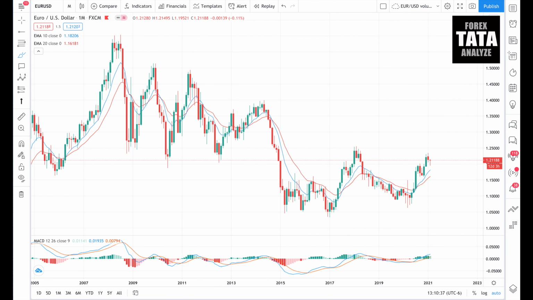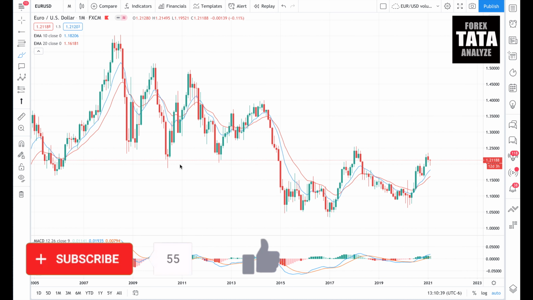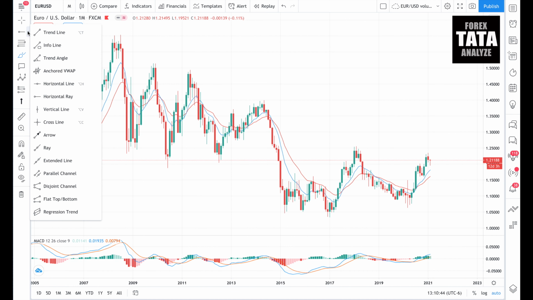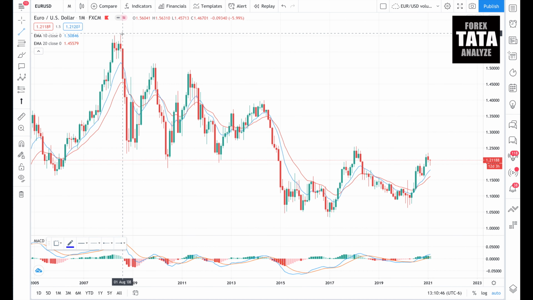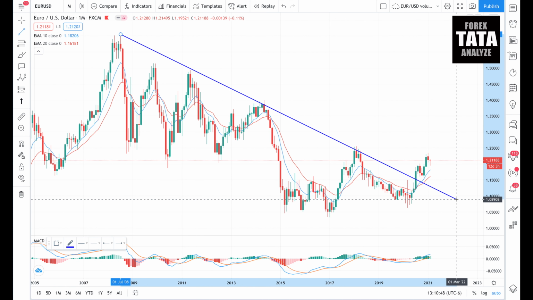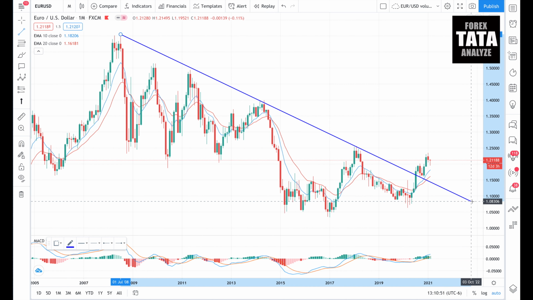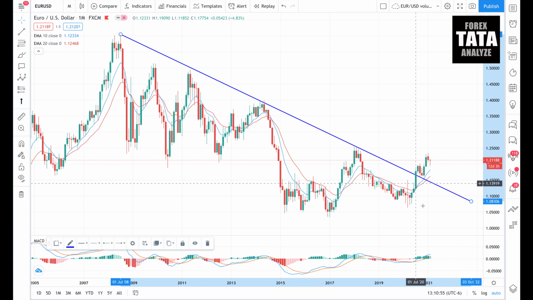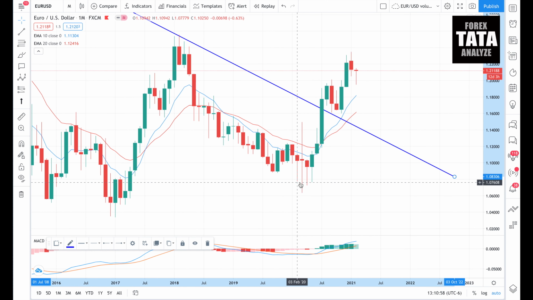Okay guys, so what do we currently see on a Euro USD chart? As you remember, we had this very huge 12 years bearish trend that was finally broken back in July 2020. And after the market broke this line, we expected a correction and a retest of this line. This is basically what happened on the market.